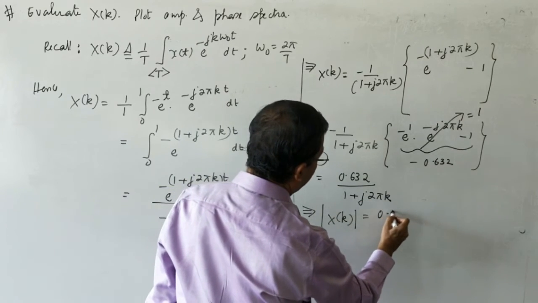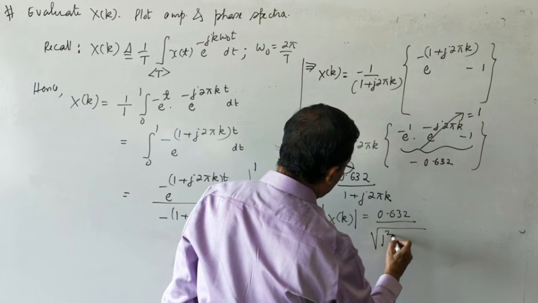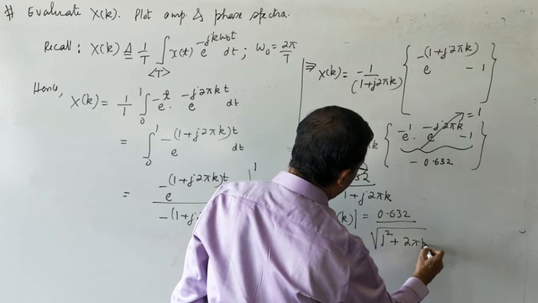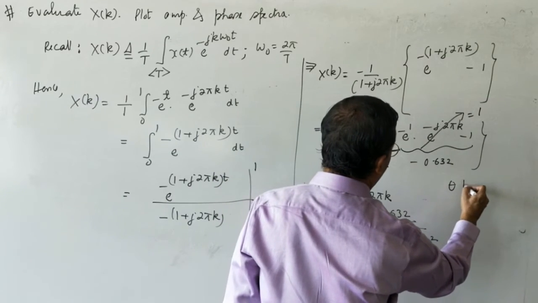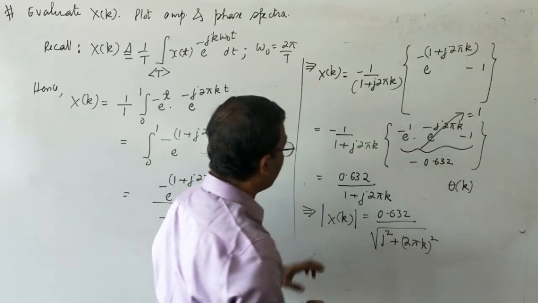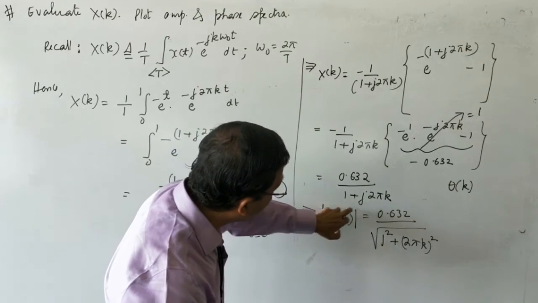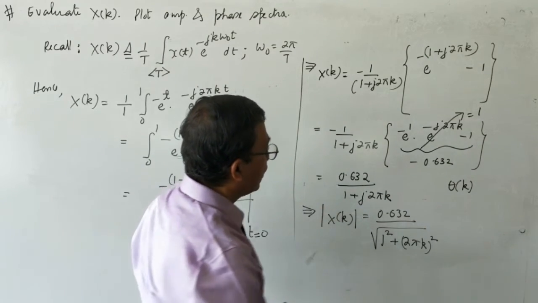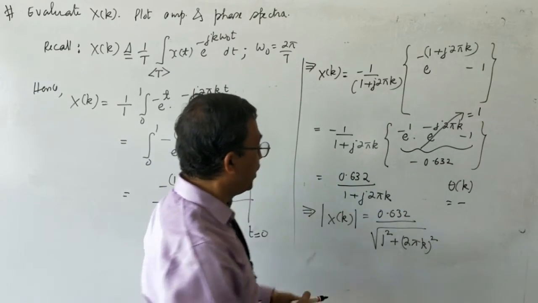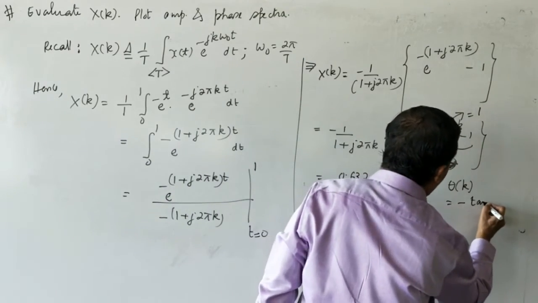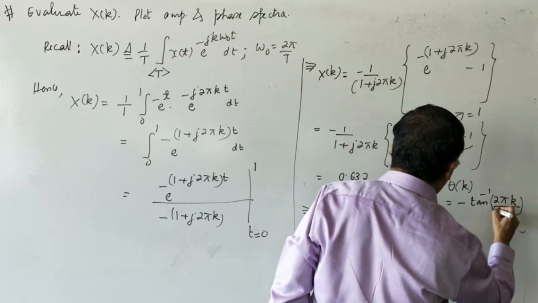So 0.632 divided by square root of real part square plus imaginary part square, 2 pi k whole square. What is the angle? It's a complex number. Angle of 0.632 is 0. Only this complex number will provide the angle. Minus of, why minus? Because the complex number is in the denominator. Minus tan inverse of 2 pi k, imaginary part divided by real part.